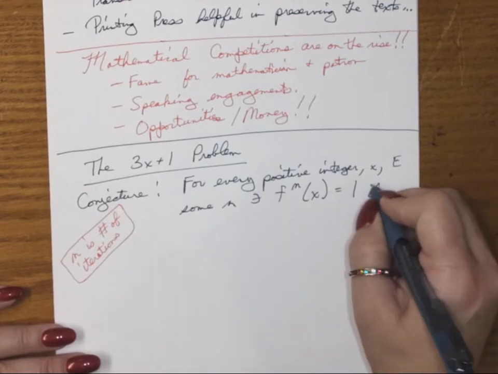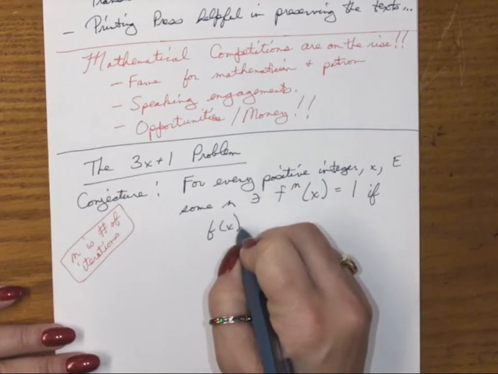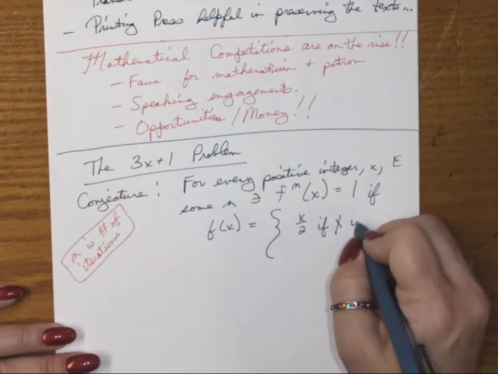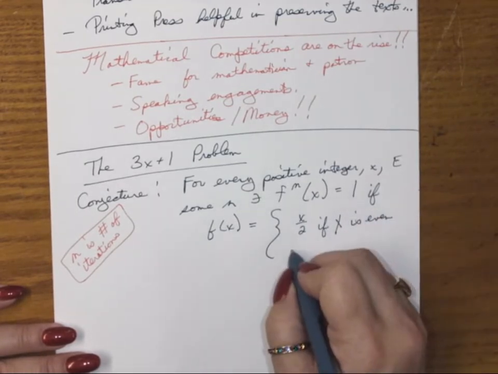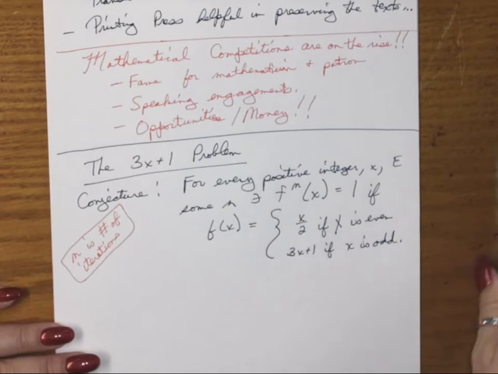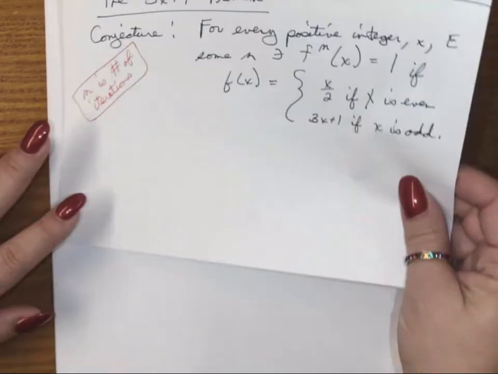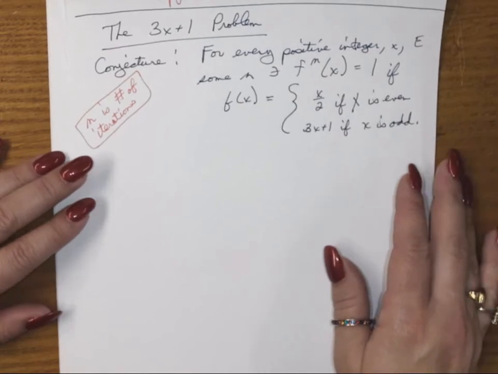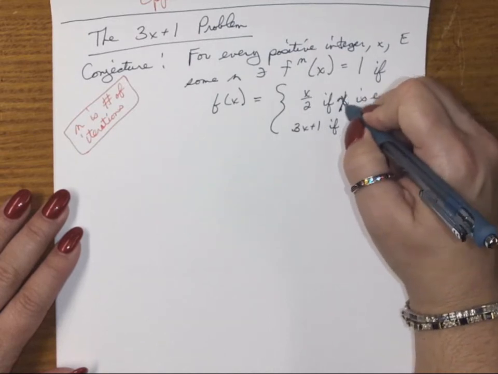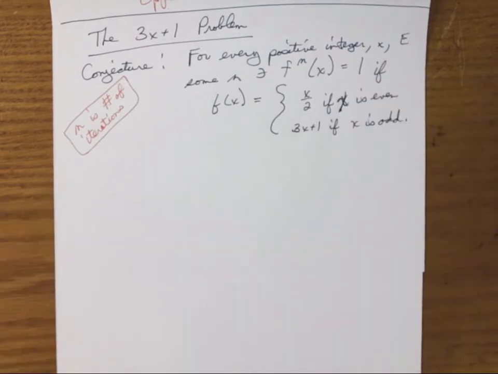f^n(x) equals 1 if you got some lovely f of x that looks like this. X over 2 if x is even. 3x plus 1 if x is odd. Okay, so they're defining their function like that. It's a piecewise function. So x over 2 if x is even, or 3x plus 1 if x is odd. The piecewise bit of that just means I'm going to get to pick which piece I'm going into depending on what x I'm sticking into my function.